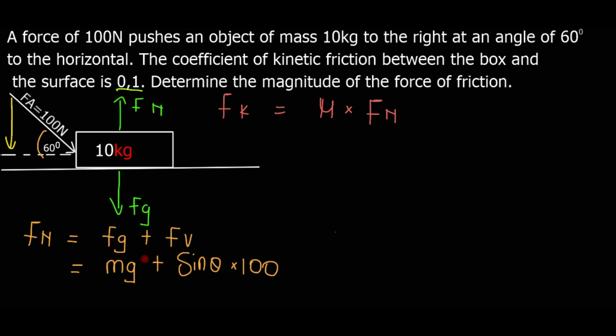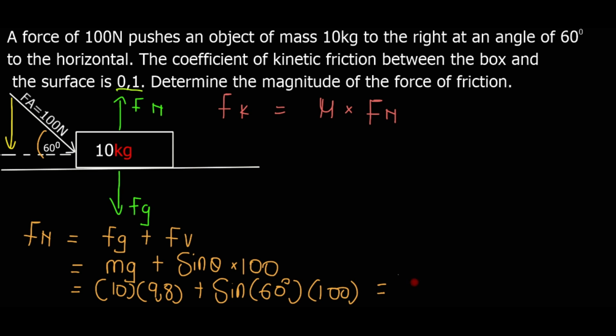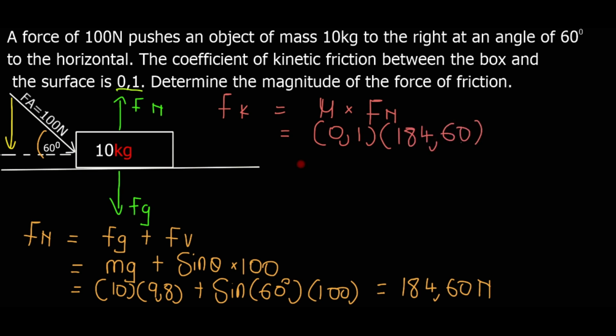And then now let's substitute. Rna mass wa 10 kilograms and then gravity 9.8, and then our angle ke 60 degrees and then times 100 re fa gore ke 184.60. So this is our normal force, and then now let's find the friction. Re na le 0.1 and then times 184.60. Therefore re la gore our friction e lekana le 18.46 newtons. So this is our kinetic friction. So that's it for this question.